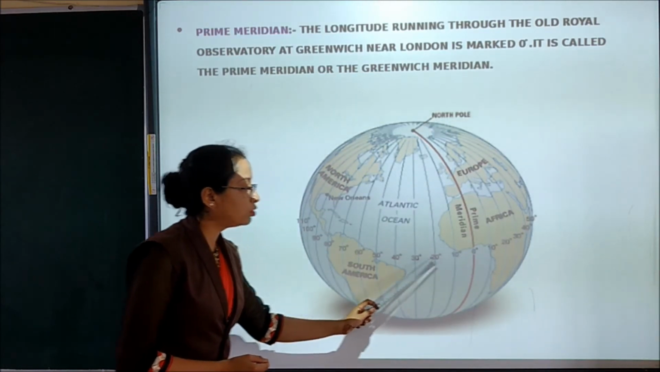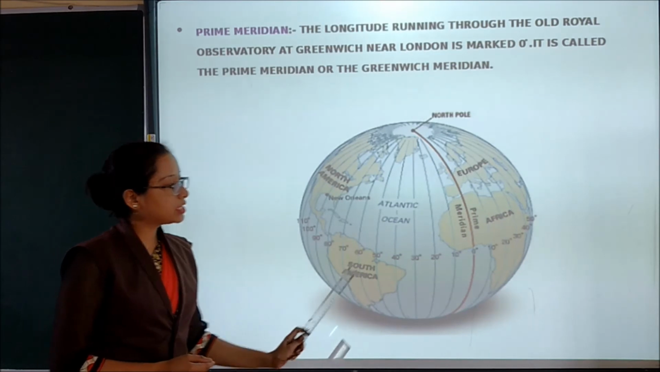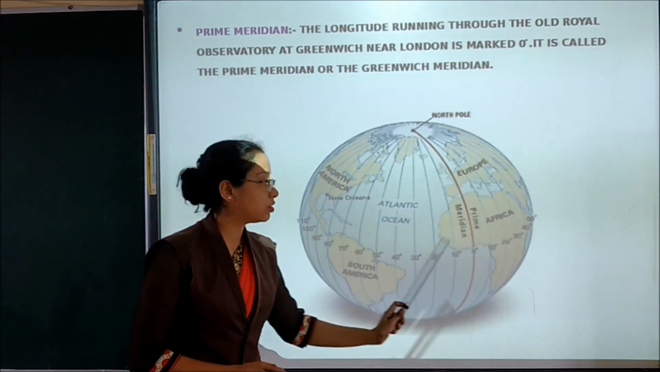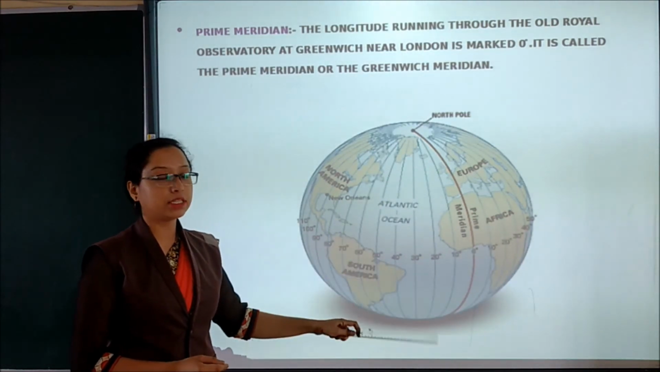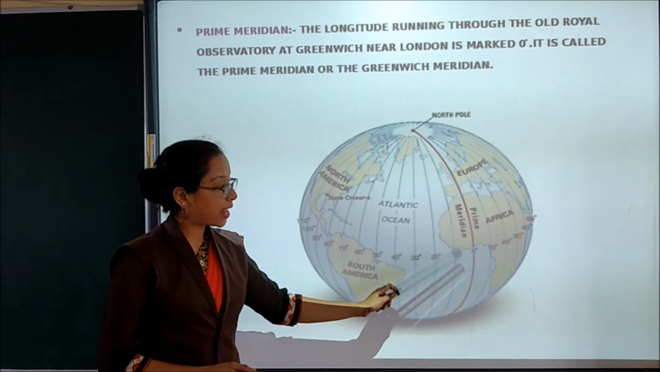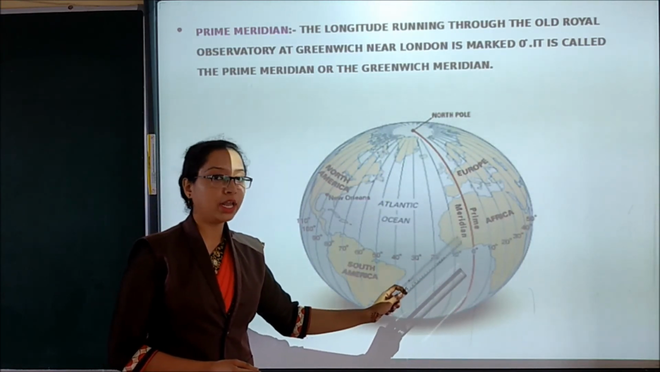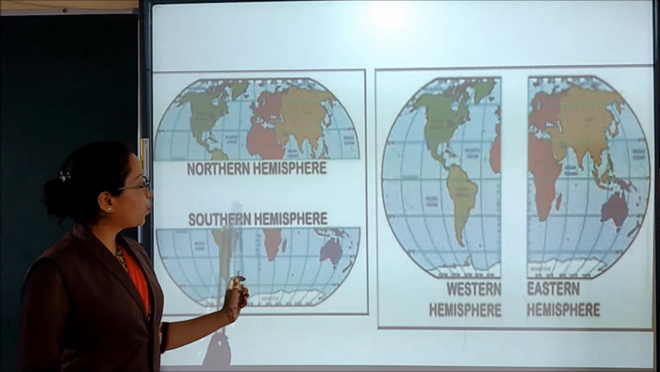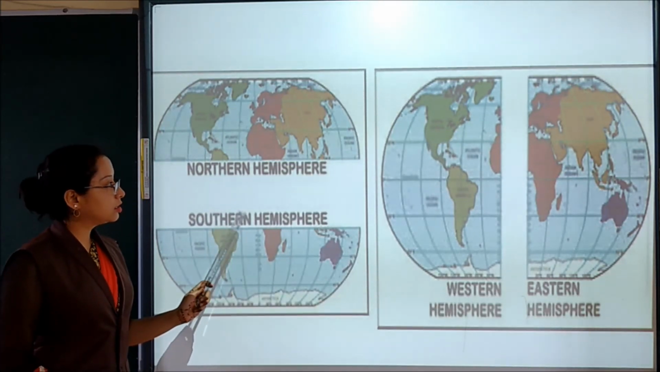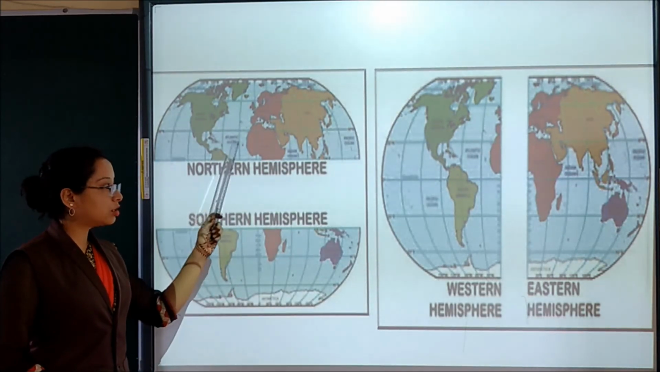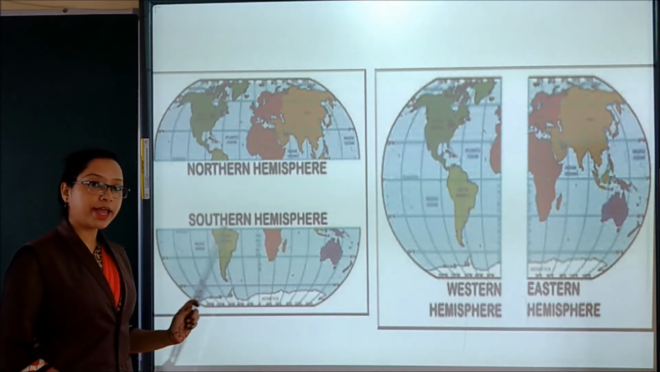From here we count towards the west and towards the east, because these all are equal, so they have taken this prime meridian as the 0 degree meridian. The equator divides the earth into 2 equal halves, that is the northern hemisphere and the southern hemisphere.